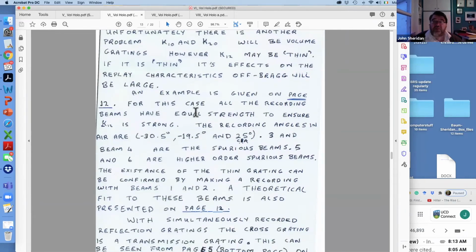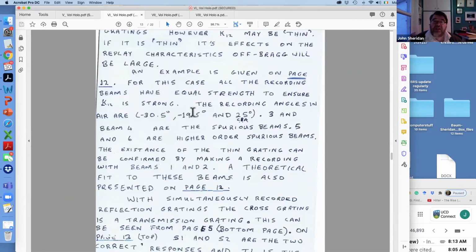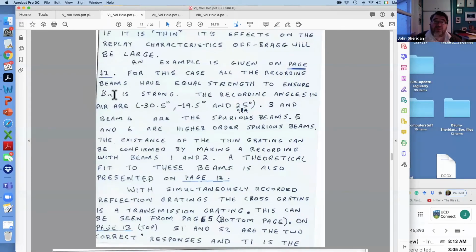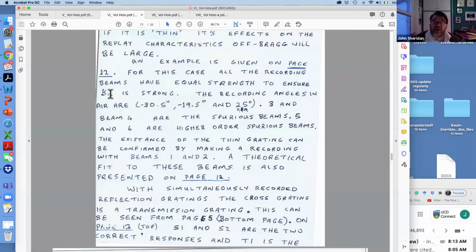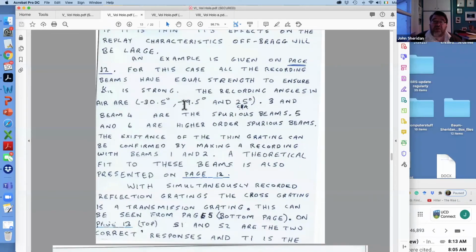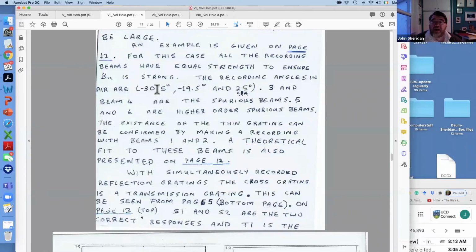Okay, and this one will not be very selective. An example is given on page 12. For this case, all the recording beams have equal strength to ensure kappa 12 is strong, so the K12 is as strong, if you want, as the other grating components. They're all thick. The recording angles, we give a set of recording angles here.